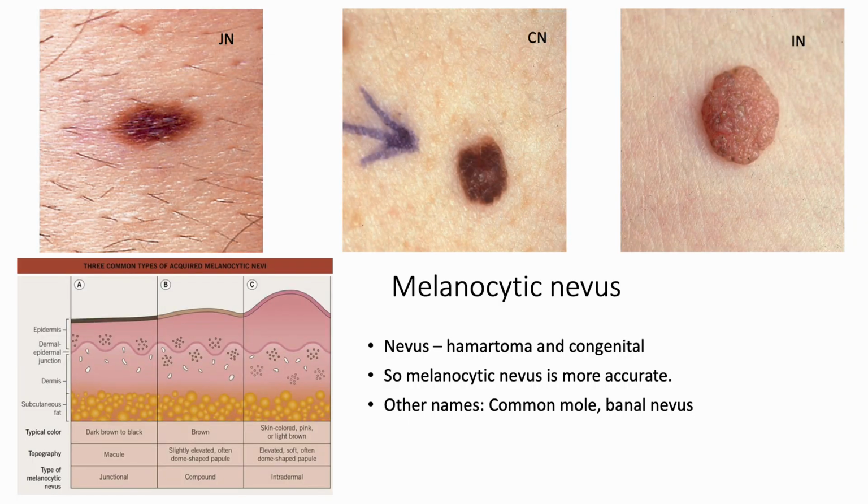The preferred term is melanocytic nevus, not just nevus. Why is that? Because nevus, from this terminology, just means hamartoma and congenital. So that's why we have Becker's nevus or epidermal nevus. They are not necessarily melanocytic. If you are implying the nevus that is derived from melanocytes, we should use the term melanocytic nevus.